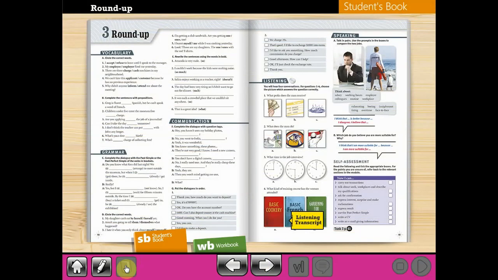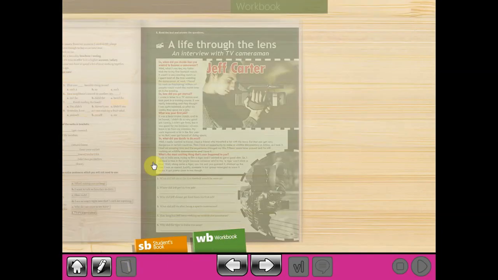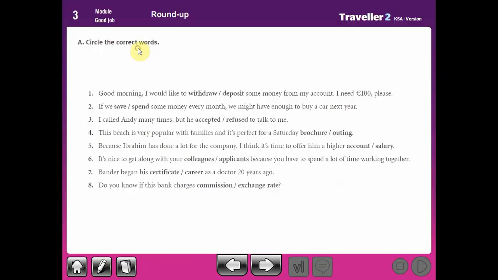Now let's move to the workbook. As you know, in the workbook, on page, I don't know which page. Yes, in the workbook, page 38. So this is the roundup in the workbook. Let's answer it together. Here we have the first question. Circle the correct words. You have to choose between the two choices.